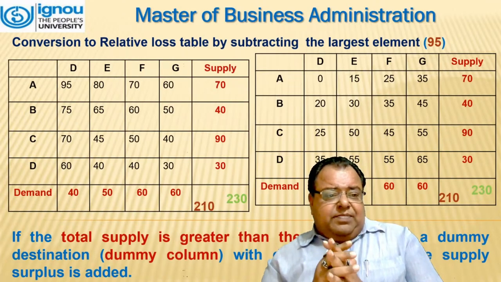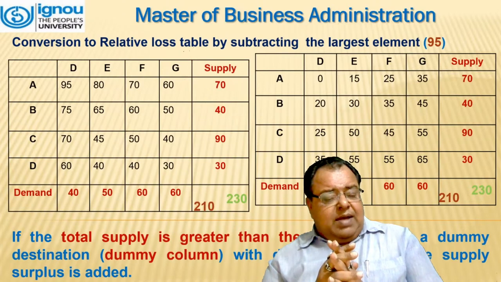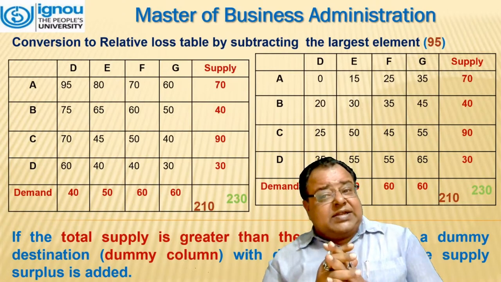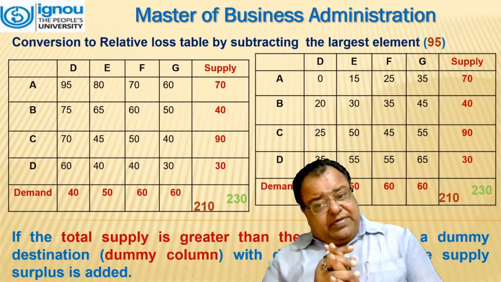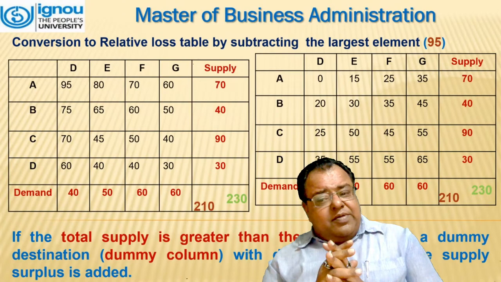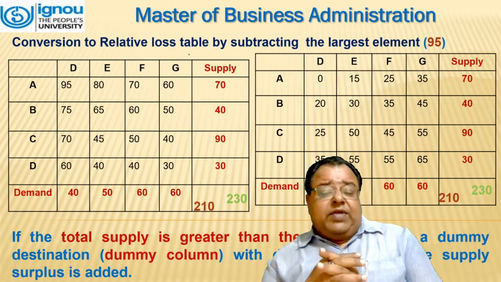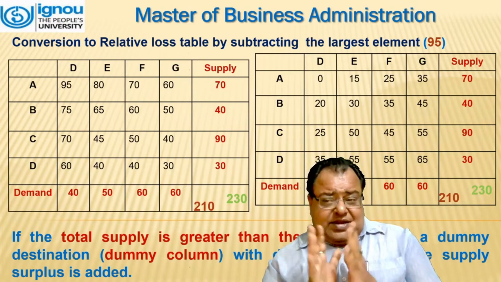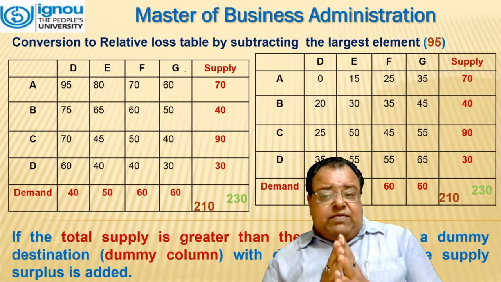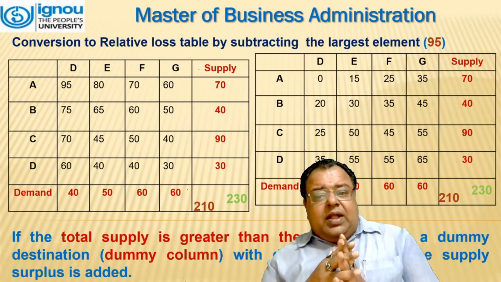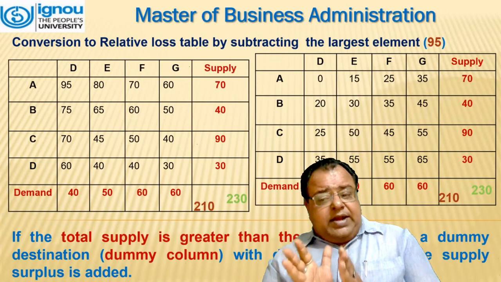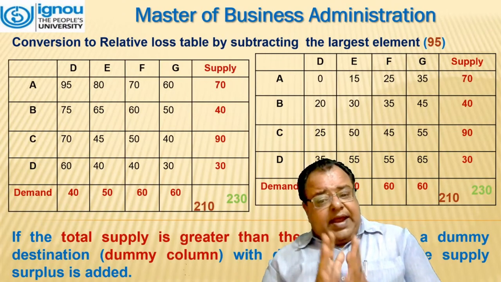Now we have to convert this table into a minimization table. Conversion to a relative loss table by subtracting the largest element. Here in this table, the largest element is 95. So we will be subtracting all the values from the table from 95. So we get the new matrix, what we can see: 0, 15, 25, 35, 20, 30, 35, 45, 25, 50. So this is the condition, and now we have a supply of 230 and demand of 210.